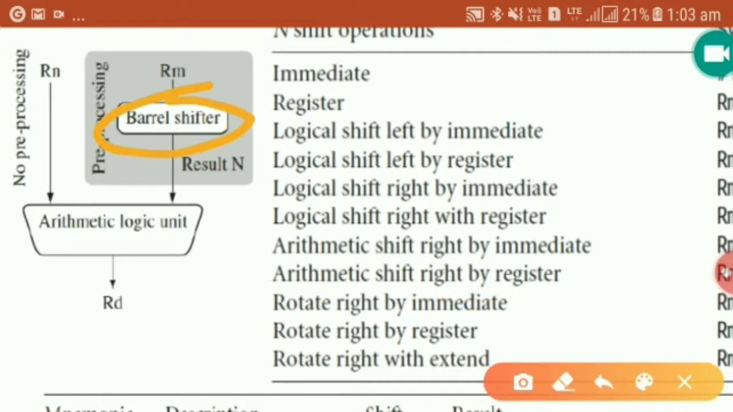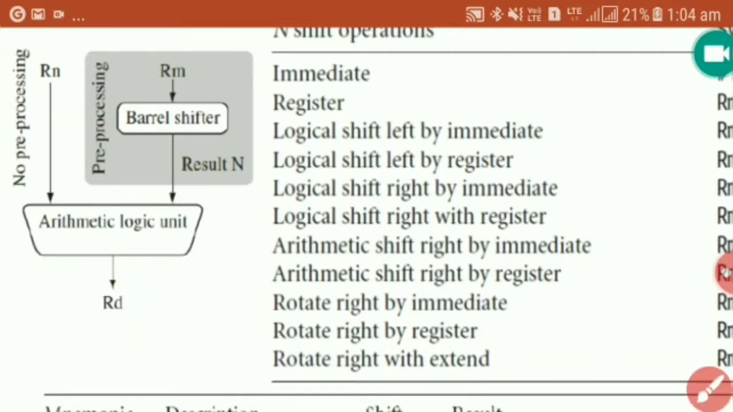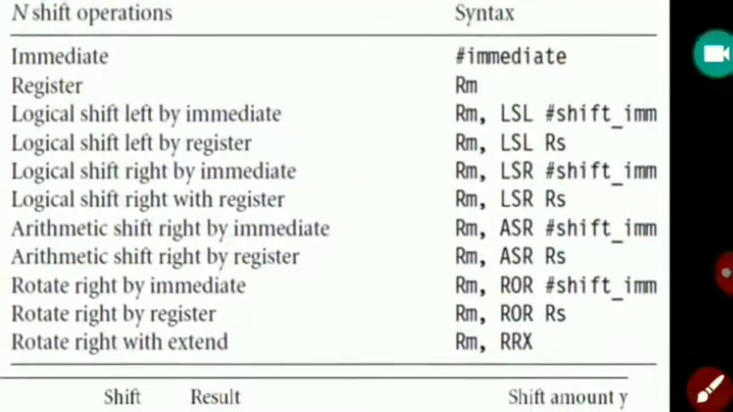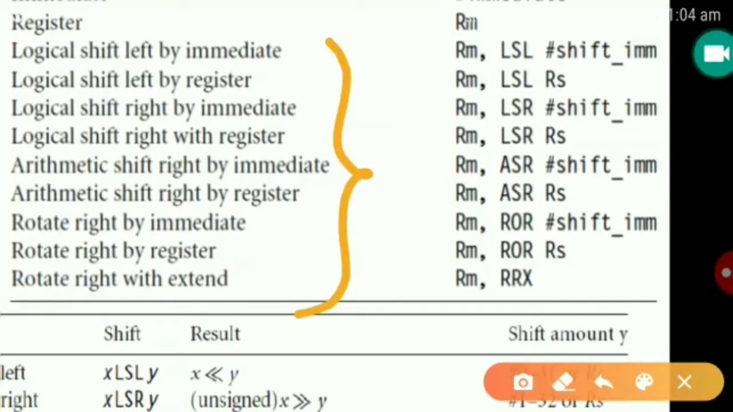Finally, after pre-processing the source register, the result is generated from the barrel shifter. This result is given as input to the arithmetic logic unit. The arithmetic logic unit copies the pre-processed source operand into the destination register. So this is the operation of the barrel shifter. Now consider these different operations which are provided by the barrel shifter.